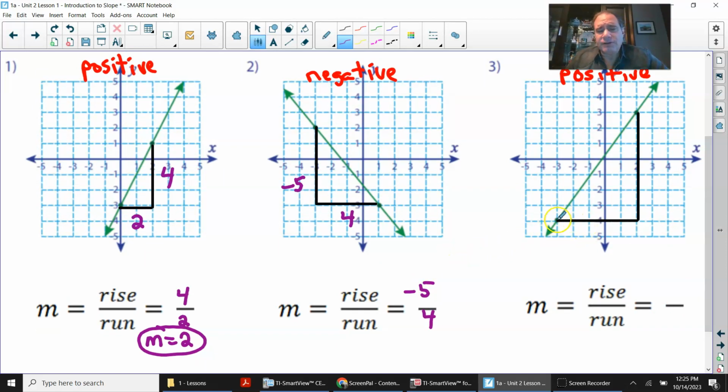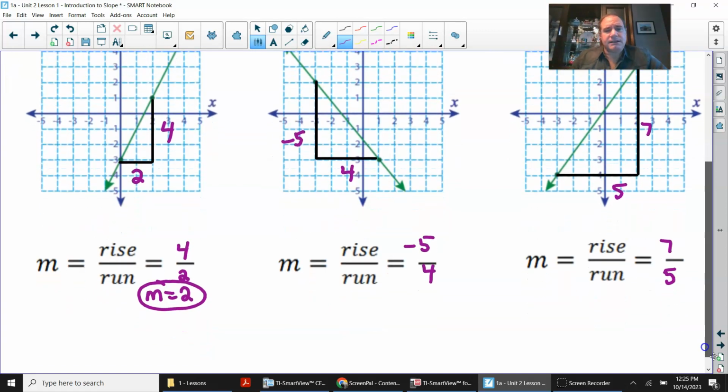All right, so this one is definitely going to be positive. 1, 2, 3, 4, 5. And then 1, 2, 3, 4, 5, 6, 7. The rise is 7, the run is 5. And that's basically it.